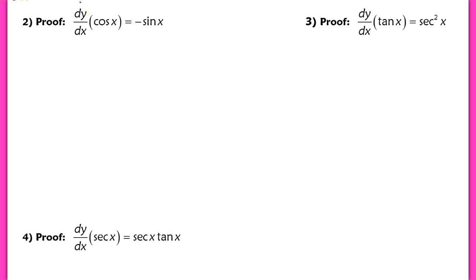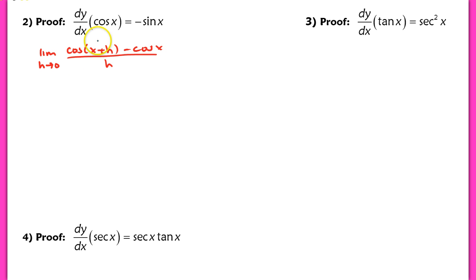So our next proof, we want to show that the derivative of cosine x is equal to negative sine x, and we'll use the same strategy. We're going to start with the definition of the derivative. So we write the limit as h approaches 0 of our difference quotient here, which is going to be the cosine of x plus h minus the cosine of x all over h.